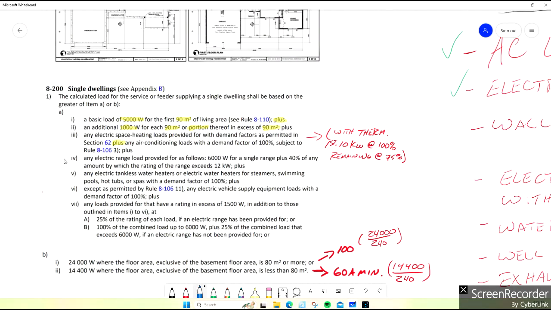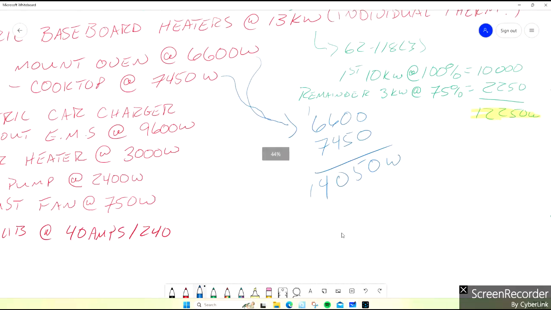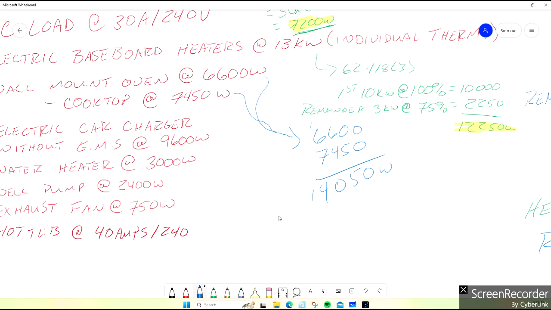Looking at item 4, any electric range load is provided for as follows. For the first 12,000 watts, we're going to apply 6,000 watts. So it's 6,000 watts for the first 12,000, right?